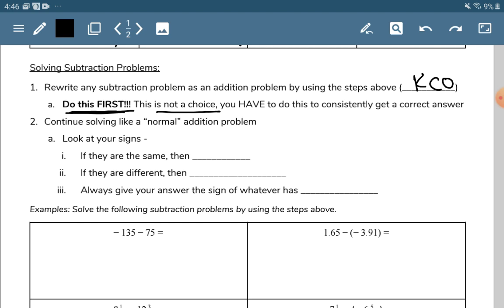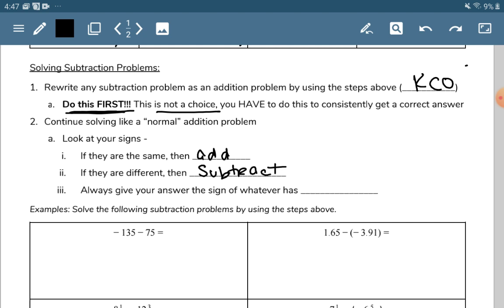So you have to rewrite it as addition. So many kids try and skip that step and then they get the wrong answer half the time or even more than that. When you are given subtraction, you have to rewrite it as addition with keep, change, opposite. Once you've done that, we continue solving just like any normal addition problem. We're going to look at our signs. If they are the same, we are going to add our numbers. And if they are different, we are going to subtract our numbers.